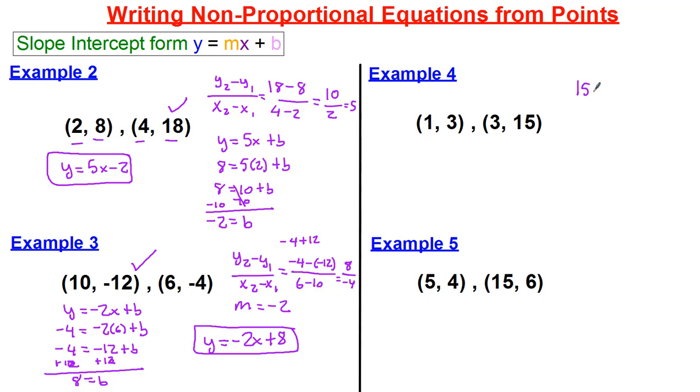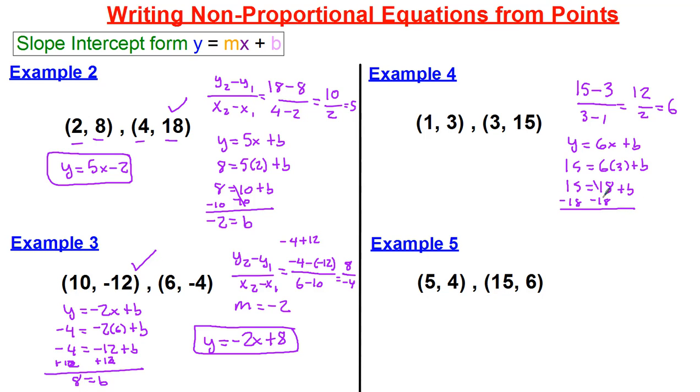So we have 15 minus 3 over 3 minus 1. 15 minus 3 is 12, and then 3 minus 1 is 2. So my slope is 6. Y equals 6x plus b. Now let me plug in for these values since I didn't use them. 15 equals 6 times 3 plus b. Alright, so now I have 15 is equal to 18 plus b, minus 18, minus 18. So my b value is negative 3.